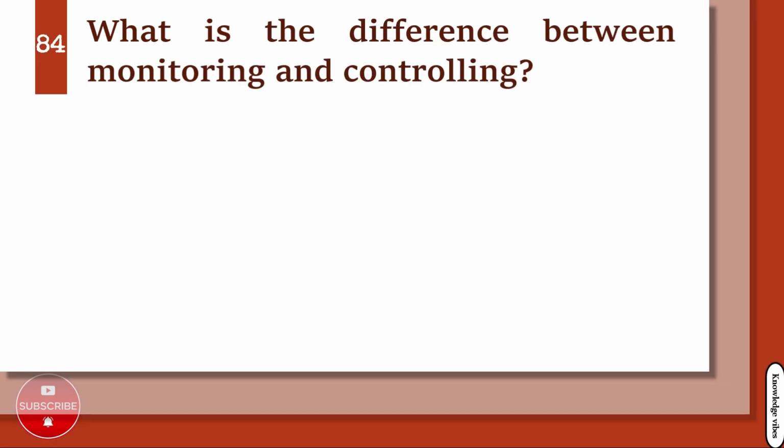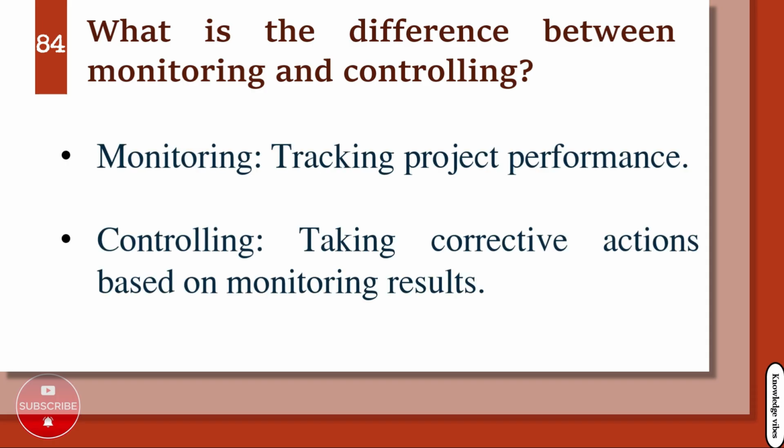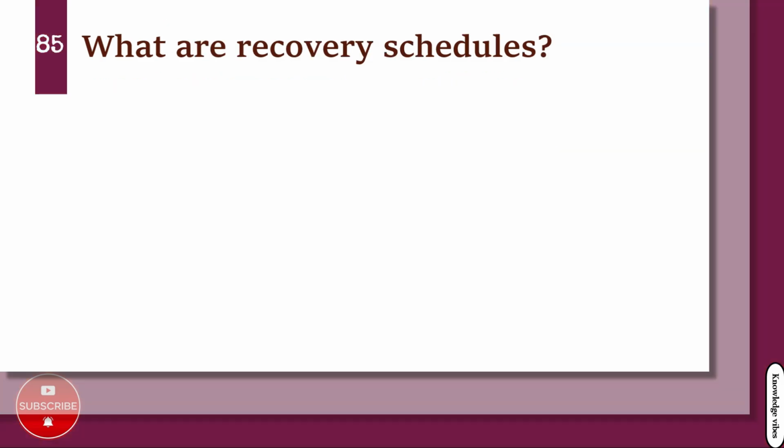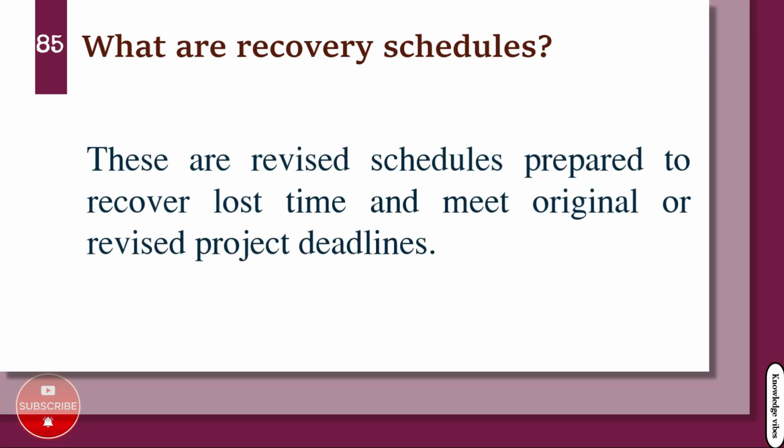What is the difference between monitoring and controlling? Monitoring, tracking project performance. Controlling, taking corrective actions based on monitoring results. What are recovery schedules? These are revised schedules prepared to recover lost time and meet original or revised project deadlines.